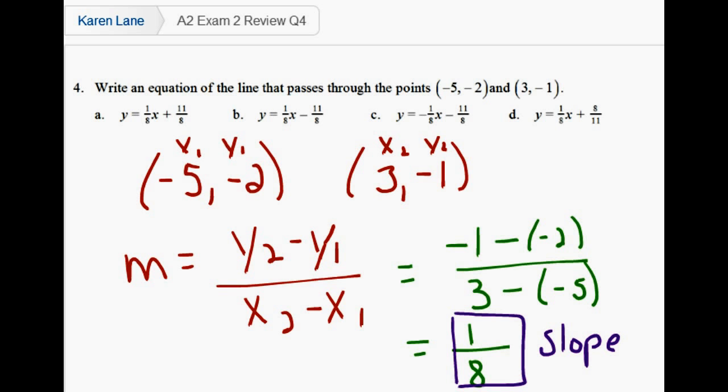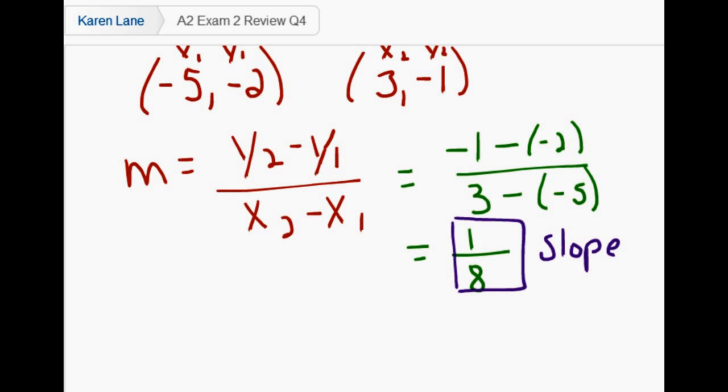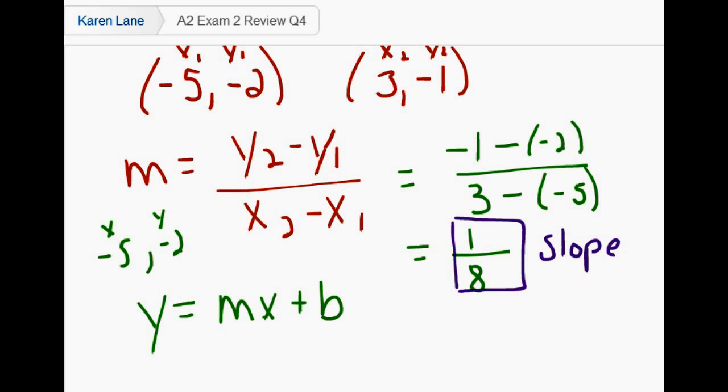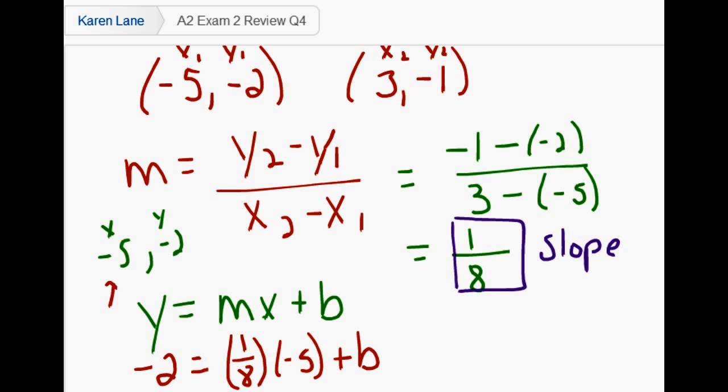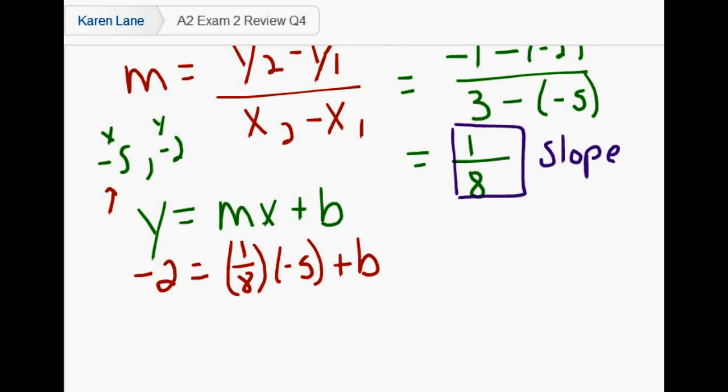Now we'll find the y-intercept. We're going to take the slope-intercept form, y equals mx plus b. And we'll choose one of our points. So let's just choose -5, -2. So -5 is our x value, -2 is the y value. Okay, and we'll fill in. -2 equals, our slope is 1/8. Our x is right here, -5 plus b. And b is the variable we're solving for.